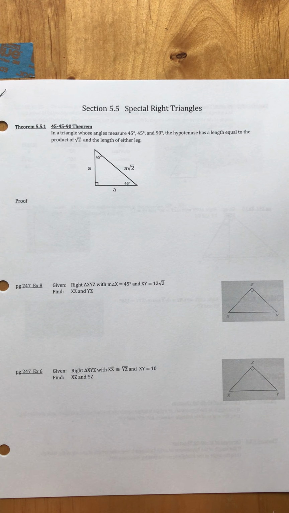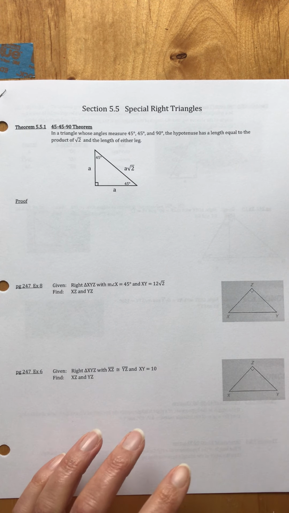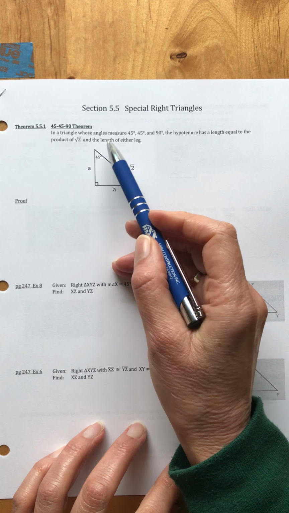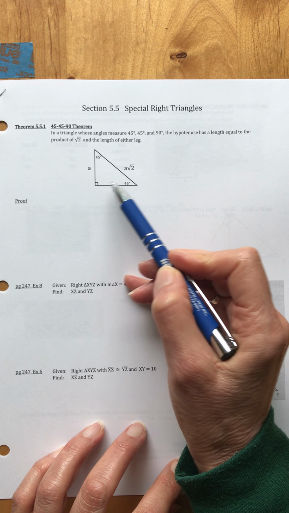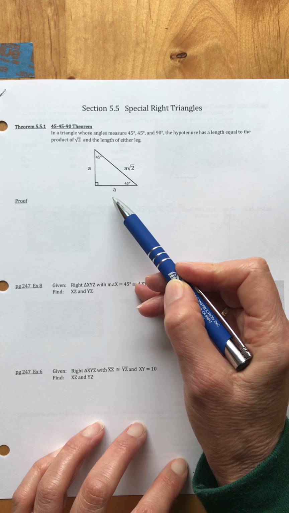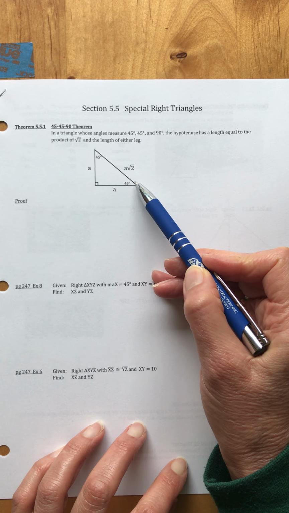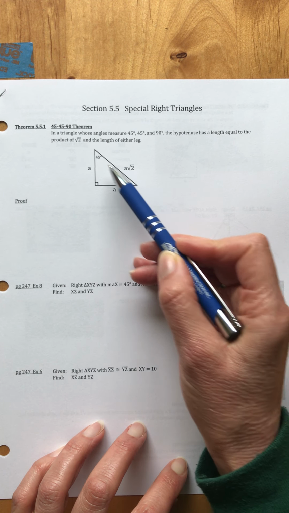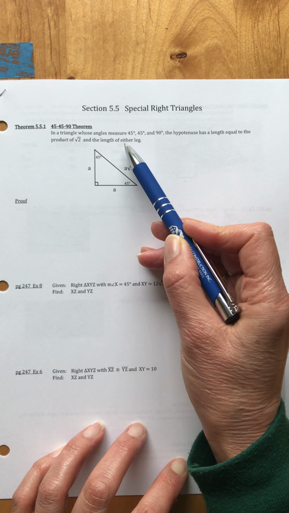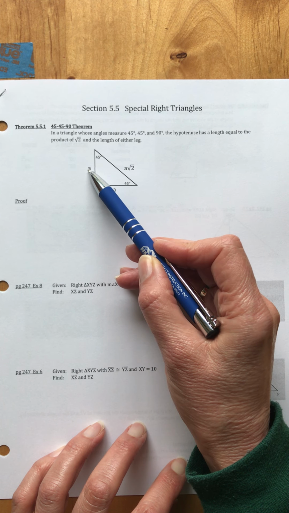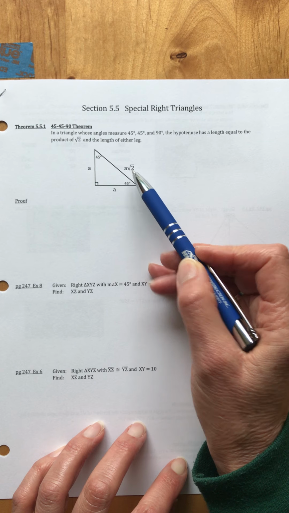Okay, this is section 5.5, page 1. First thing we have is a theorem. It's called the 45-45-90 theorem, and that's because we're in a triangle whose angles measure 45, 45, 90. It's telling us that the hypotenuse has a length equal to the product of the square root of 2 and the length of either leg. So if this leg is A, then the hypotenuse would be A square root 2.